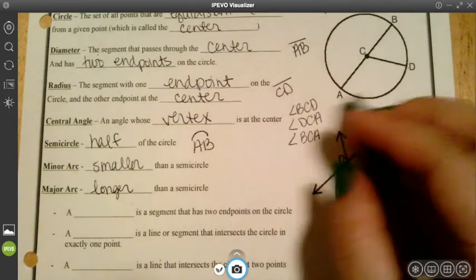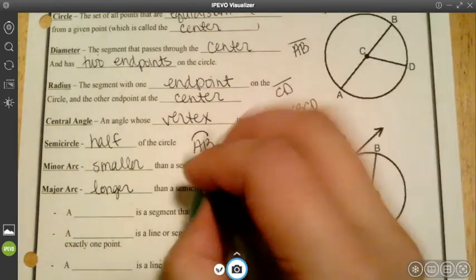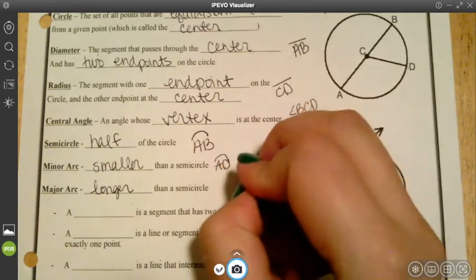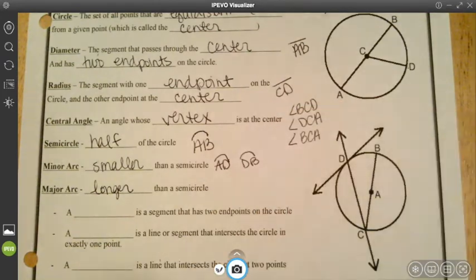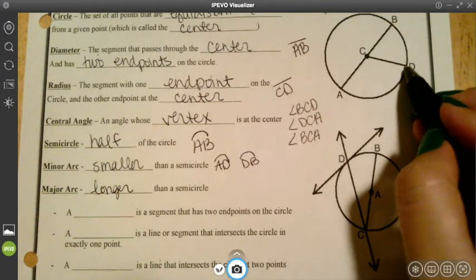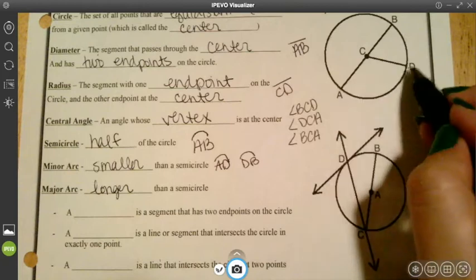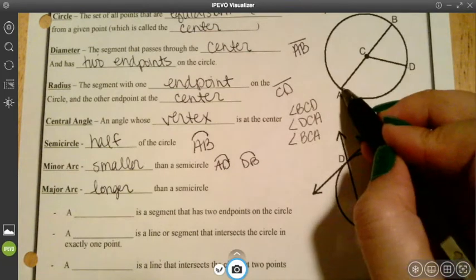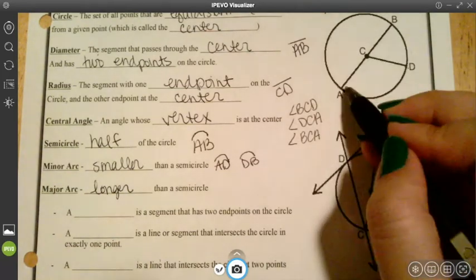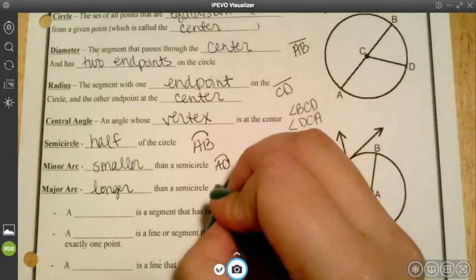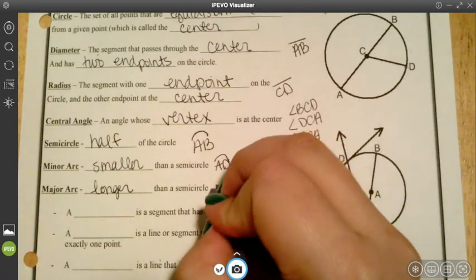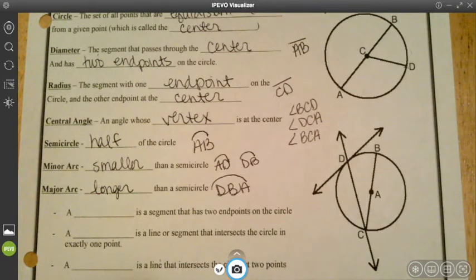A minor arc would be A to D or D to B, because those are both less than half of a circle. A major arc would be D to B to A. And for a major arc, we need all 3 points because I could go from D to A the short way, but a major arc has to go the long way. So from D to B to A. And those 3 letters are what tell us that this is a major arc.